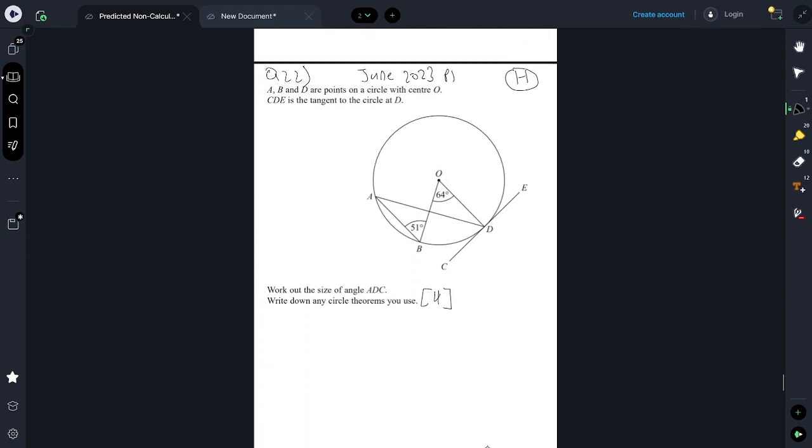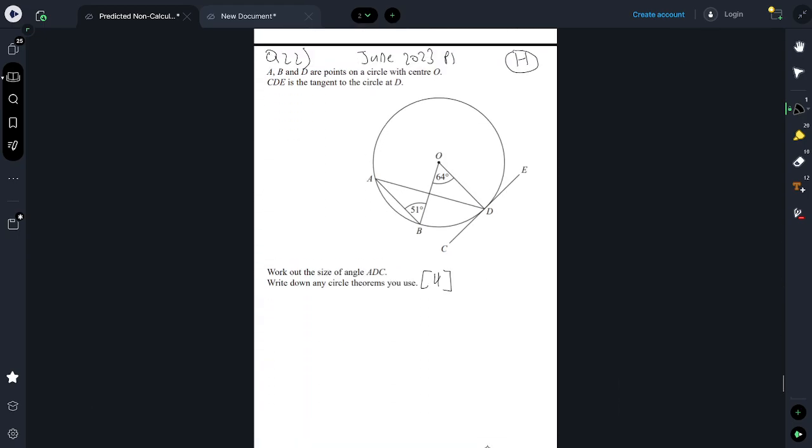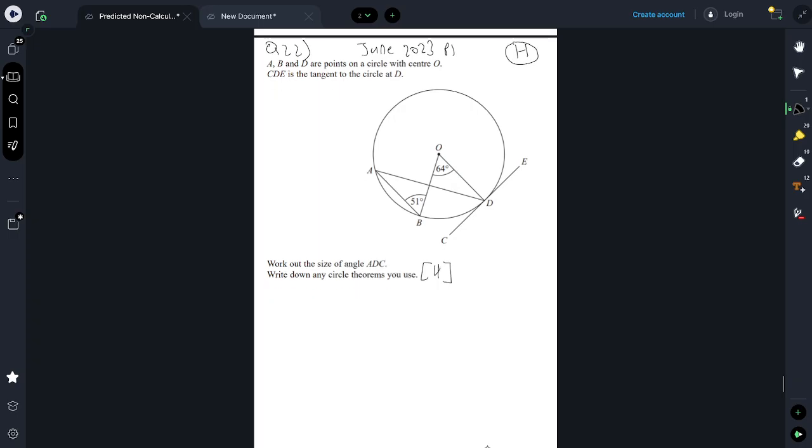Okay, hopefully that helps. So question 22 now out of 25, you're getting there. Circle theorems. It's kind of 50-50 what will come up in paper one. Well, I guess you'd say 33% because there's 3 papers. But I've seen it come up a lot of times in paper one for some reason. They can ask it on any paper, but it's good to go over it.